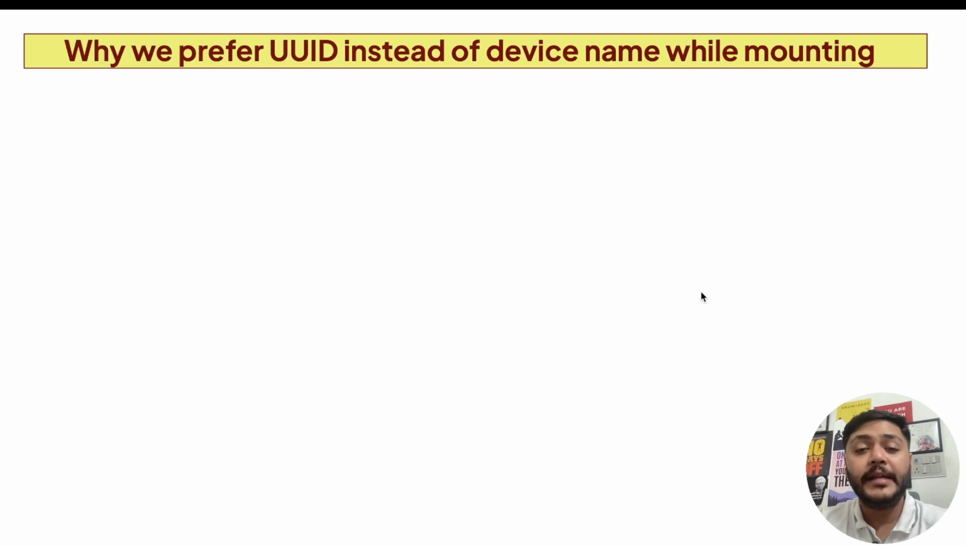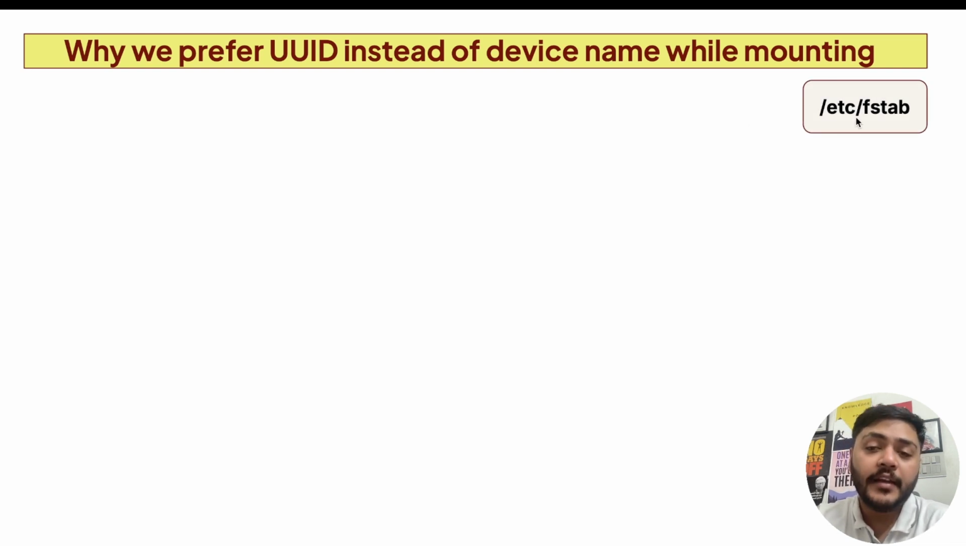Before jumping in and directly performing these tasks, let me tell you why we prefer UUID over device name while mounting. In production as well, we prefer UUID instead of device names. So let's see it very quickly. In Linux, the /etc/fstab file is the file for persistent mounting. That means if you want to mount your file system even after reboot, you make an entry for your file systems or partitions in this file.